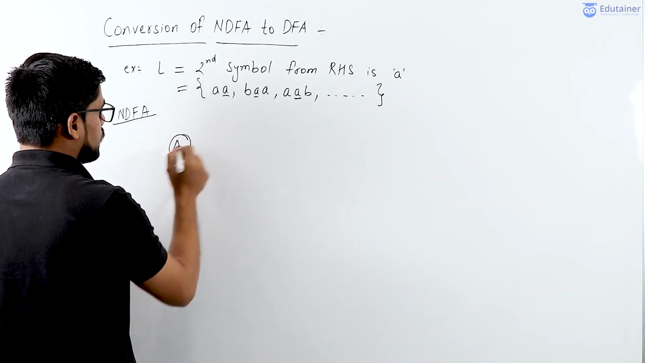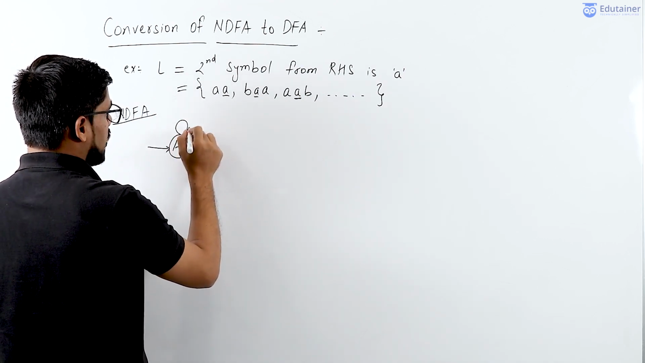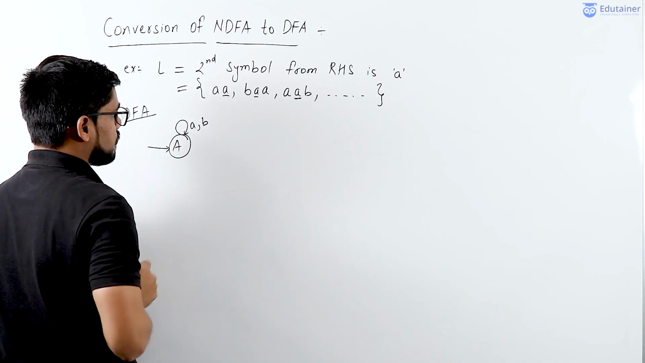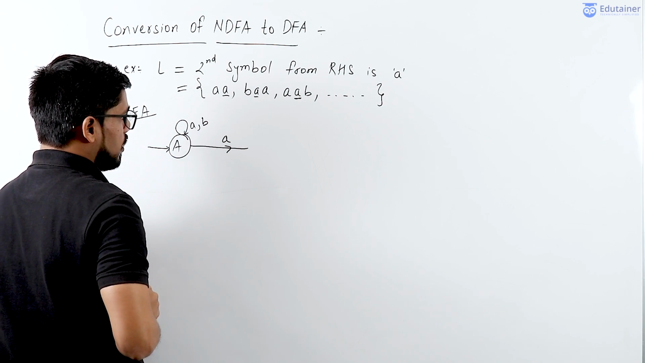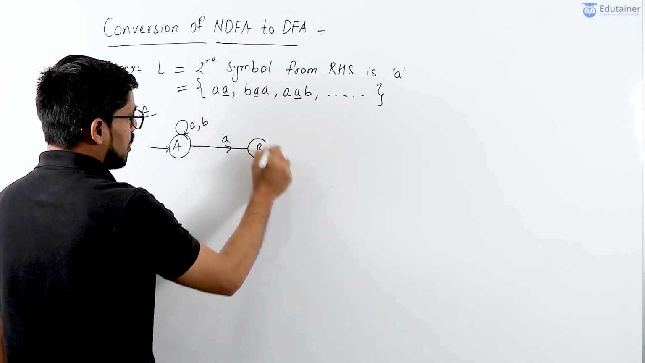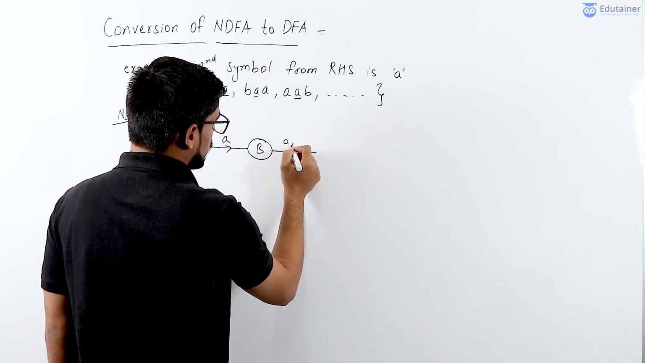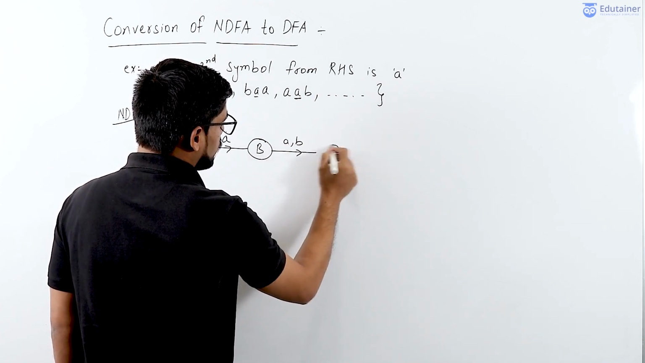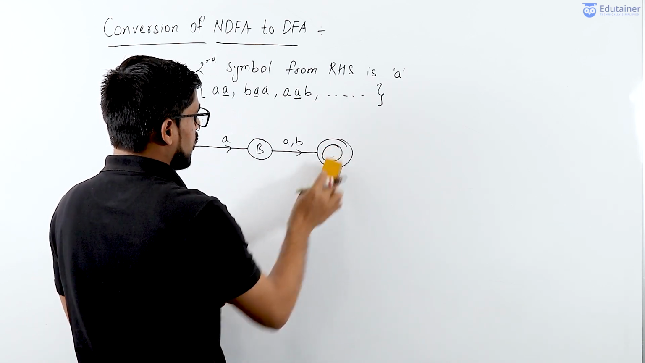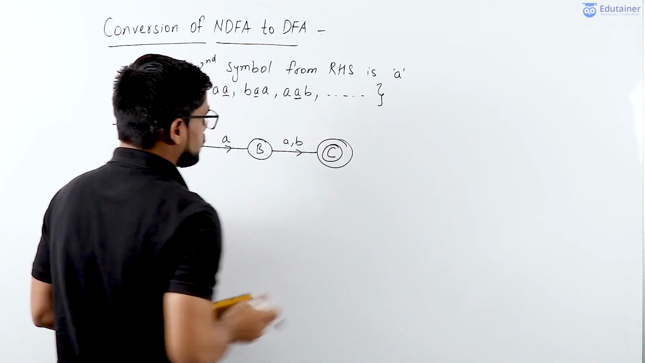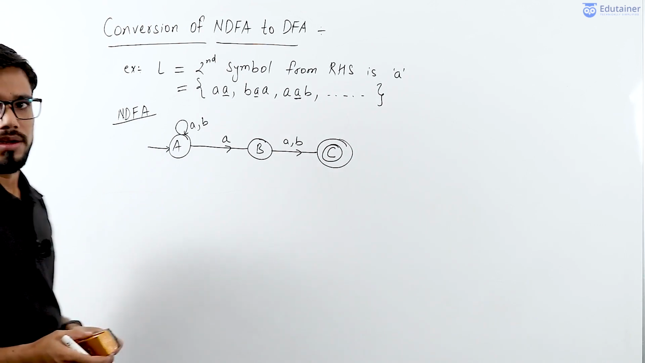A is the initial state. On A, you will accept any number of A's or B's. After that, I will accept a small a and go to the state capital B. And finally, after reading one more small a or small b, I will reach the final state capital C. So C here is the final state. Okay, this is the transition diagram for this language. Understood?